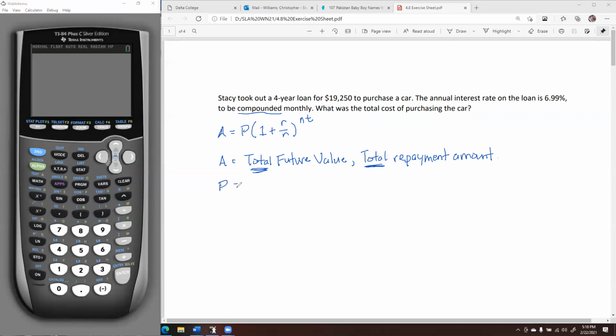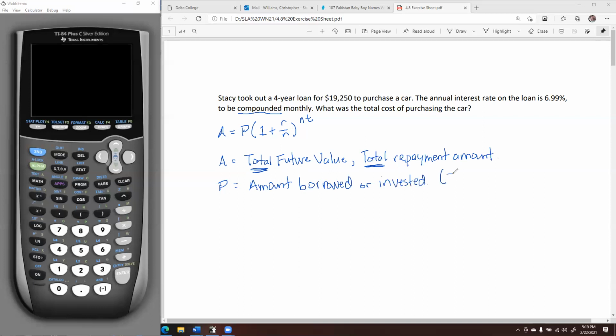Our P, that variable represents the amount borrowed or invested. And recall that this is the initial amount. All right.